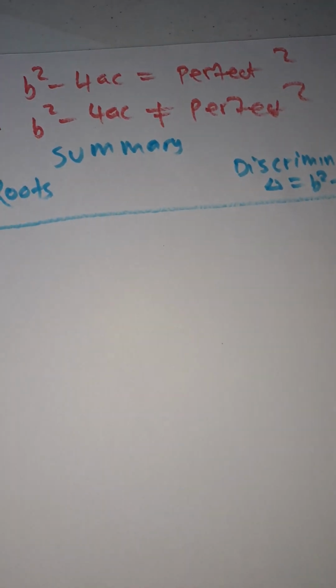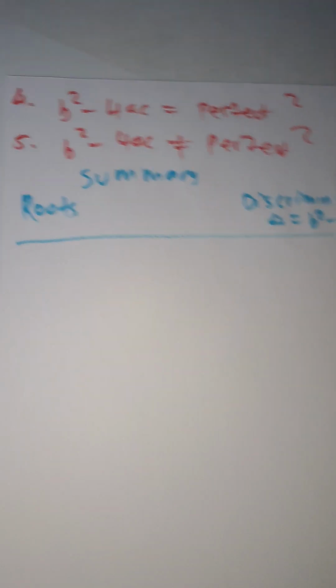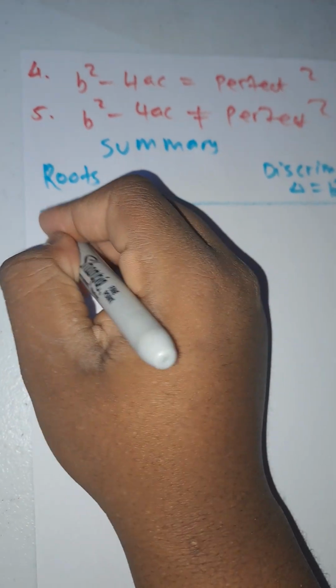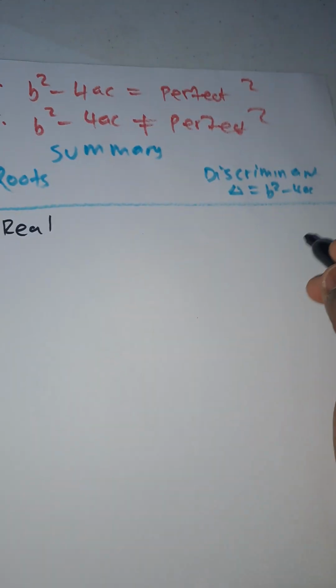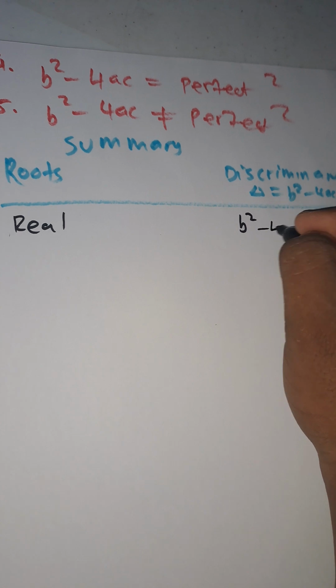Is it fine now? Let's continue. The first one, it is the what? The real roots, whereby your discriminant, it is what? Greater or equals to 0.